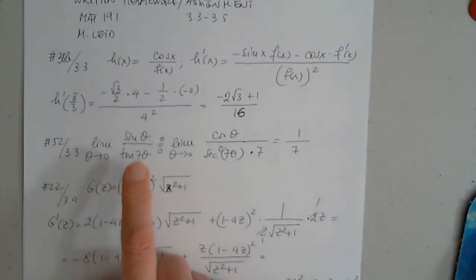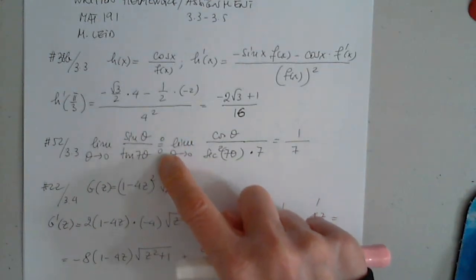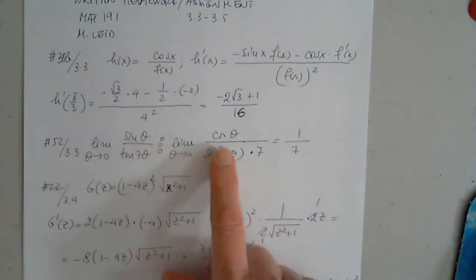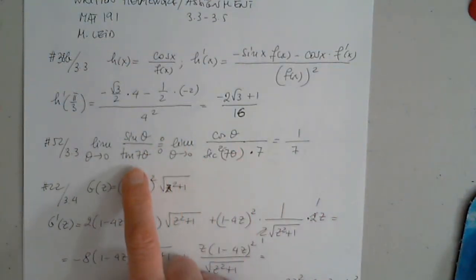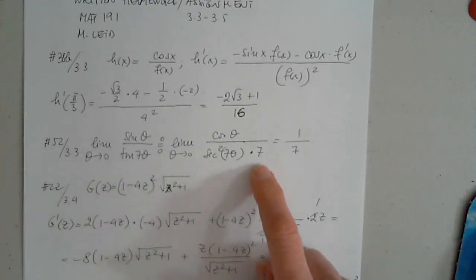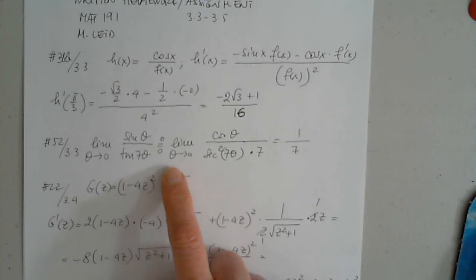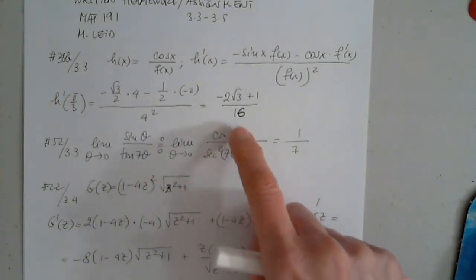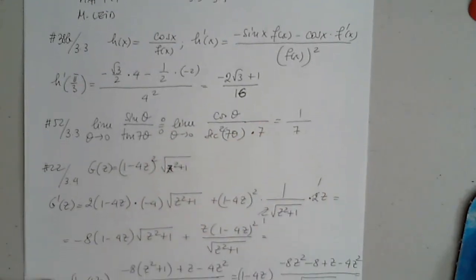The limit here, we can use L'Hopital's rule, is 0 over 0. So the top function prime is cosine. The bottom function prime is secant squared of 7 theta times the inner function prime, which is 7. It happens that when theta approaches 0, both these are 1. So the answer is 1/7.